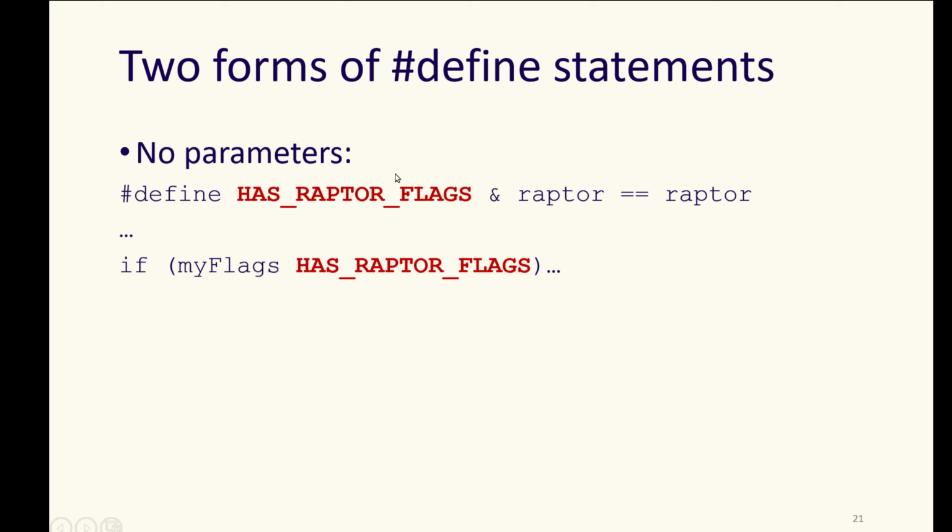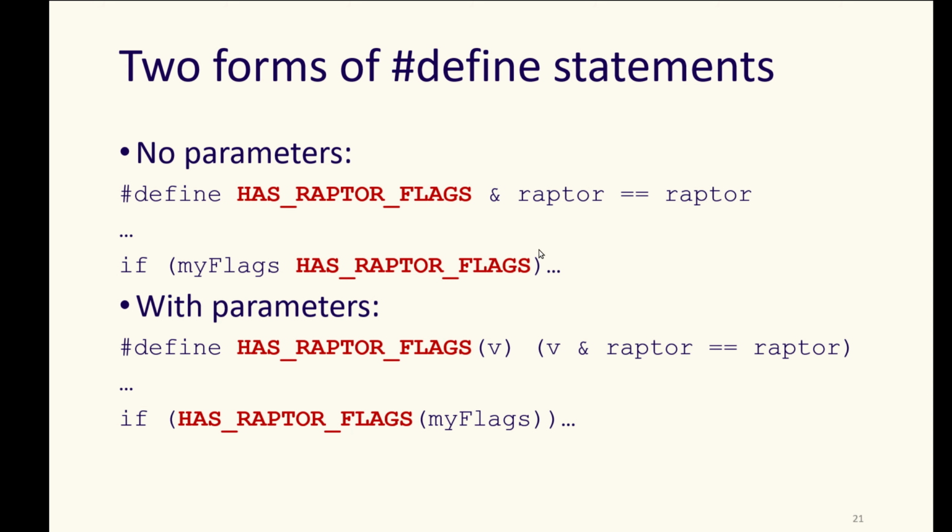So here we've defined HAS_RAPTOR_FLAGS. It will be replaced with "& RAPTOR == RAPTOR". This example uses checking a bit mask to see if this raptor flag has been set to 1 or set to true in that bit mask. So if we had some binary value that represented a bit mask with flags, then we write HAS_RAPTOR_FLAGS after the variable name, and it will become the statement "myFlags & RAPTOR == RAPTOR" to check if that bit was set.